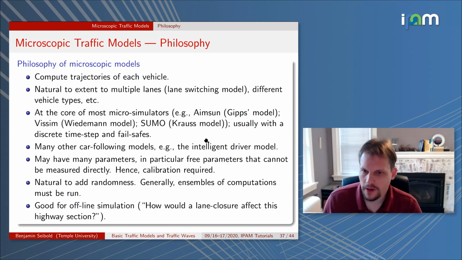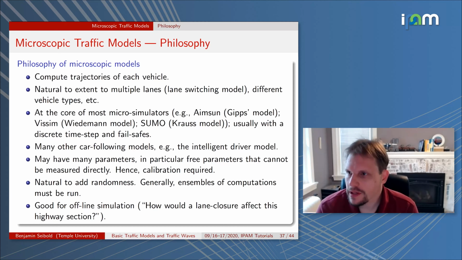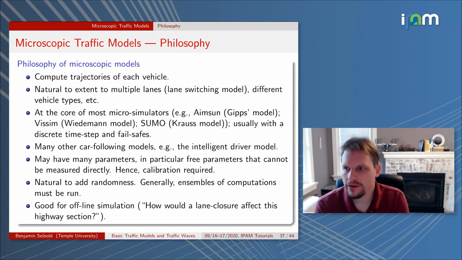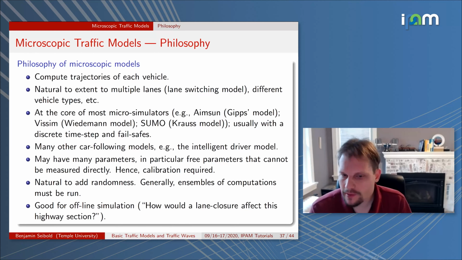There are lots of other car following models. For example, one that's very popular is called the intelligent driver model. So again, I invite everybody to go to Wikipedia and other resources and just read up on this. Many of the Wikipedia articles are quite good on these models. These models may have many parameters, and many parameters that don't have an immediate physical interpretation, there's just a parameter in front of this term. And so calibration is important, right? These need to be calibrated to what is observed.